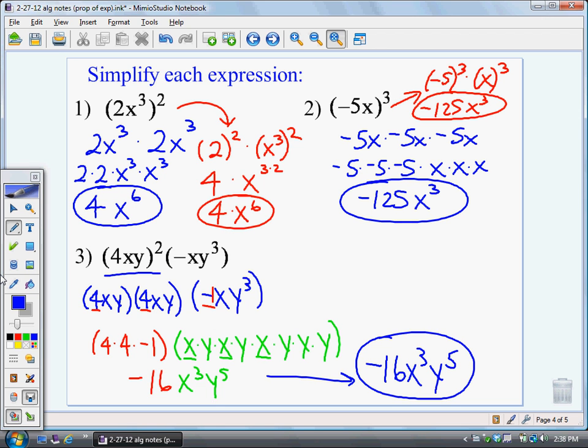All of these properties are really properties that you already kind of know if you just understand what it means to square things, cube things, write it all out and expand it, and then put it back together using the exponents.